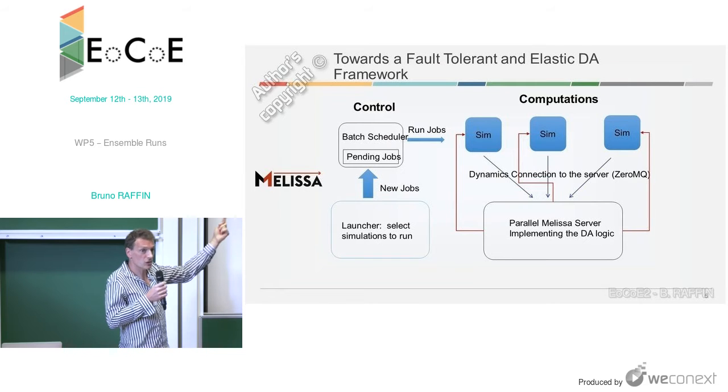And we have a client-server-like dynamic connection. So when the simulation starts, it directly connects to the server, and they send the data through the server. The server will take care of the data assimilation logic, so compute the covariance matrix, and compute basically the new initial states for the other members, and you have to send back this information to the simulation so you can progress in time.